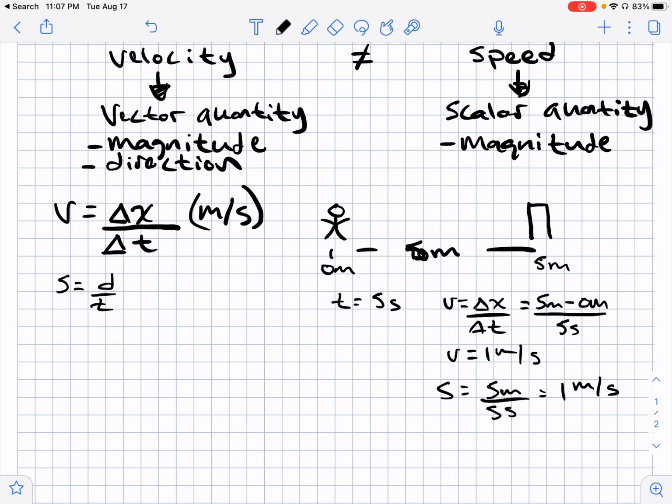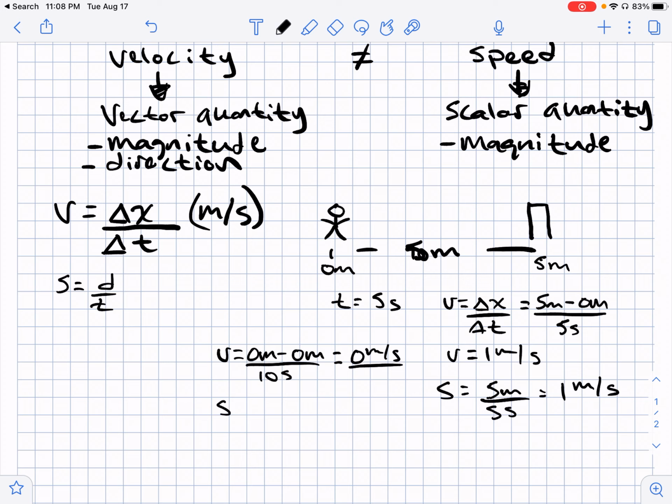Well, let's say now I run to the wall and back. Calculating the velocity for that, it's my change in position. So if I ended where I started, my final position would be 0 meters. My initial position was 0 meters, over a period, let's say it took me 10 seconds, right? Over 10 seconds. Well, my velocity was 0. And the reason why is because I ended where I started.